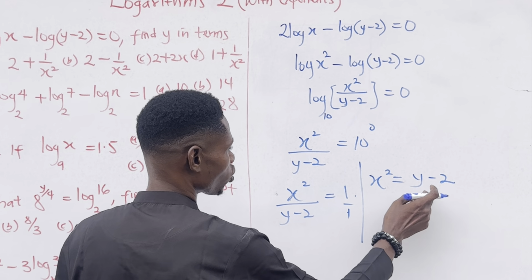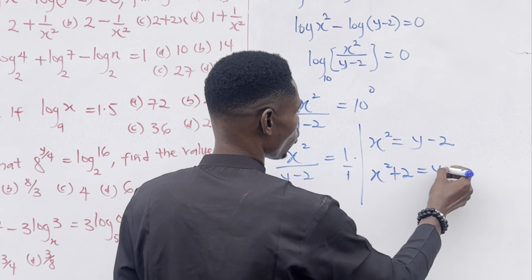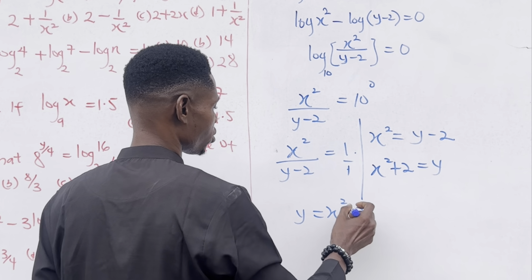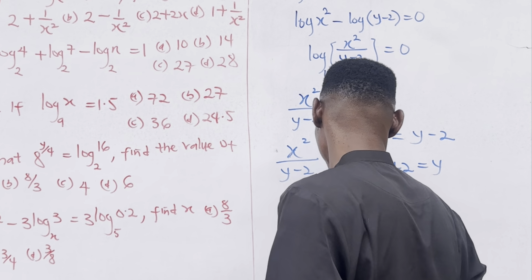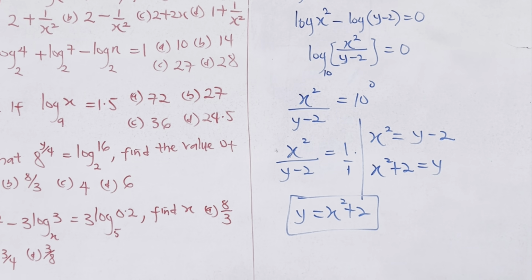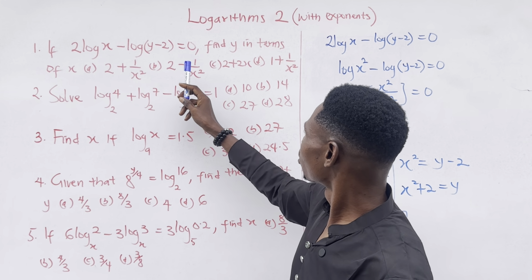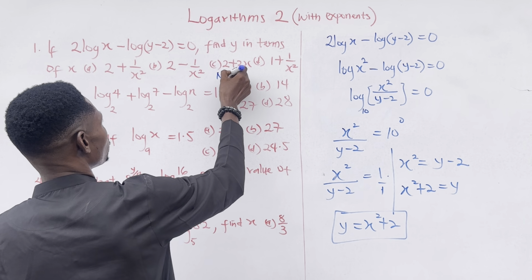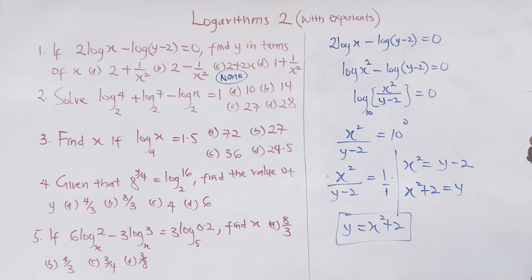Okay, so from here we have to make y the subject. So x squared, this minus 2 comes here, becomes plus 2, equal to y. And our y equals x squared plus 2. So y in terms of x is x squared plus 2. Okay, so our correct option will be, is it A or B or C or D? Our answer is actually none of the above. So the correct answer is not there. So let's move to number 2.